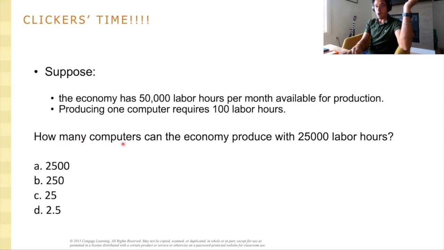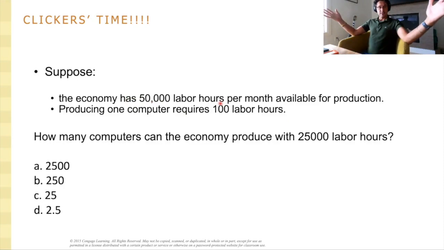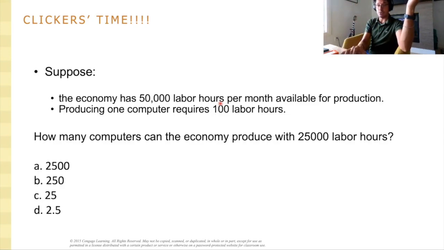So the question is, how many computers can the economy produce with half of these labor hours? We have 50,000 labor hours. Let's suppose that we devote half of these labor hours, 25,000, to produce computers. How many computers can we produce given this particular technology? The technology is telling us that we can produce one computer with 100 labor hours.